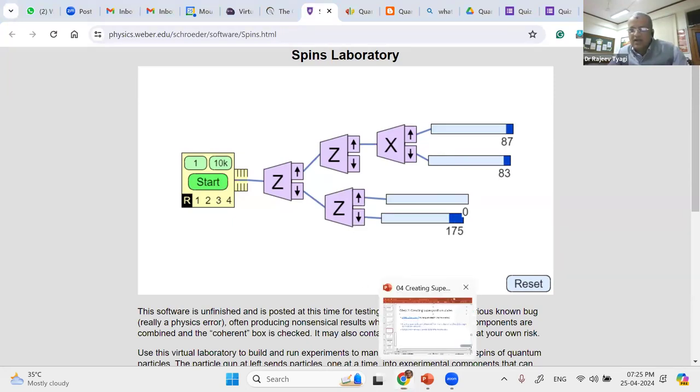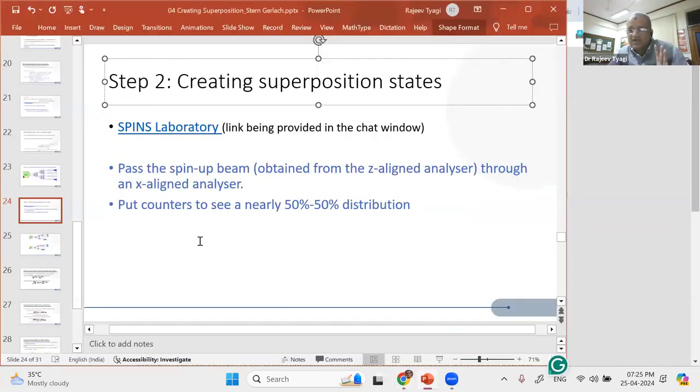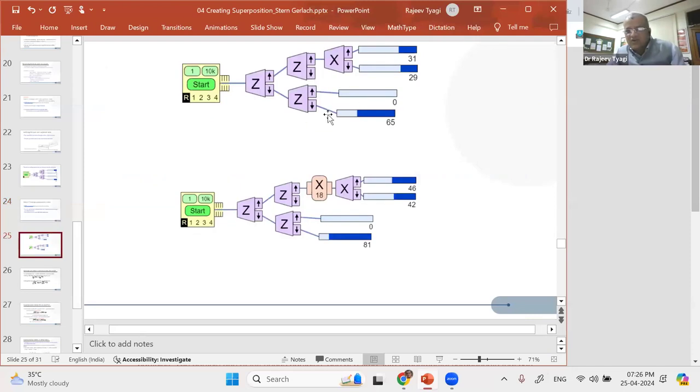I go back, and because I gave you the link, I hope you are able to do it. If there is anything that you are not able to, say, pull or drag, because whenever you see something new, you need a little bit of hand holding. So that I have done. So this is what we did.